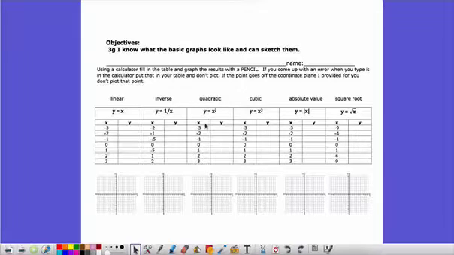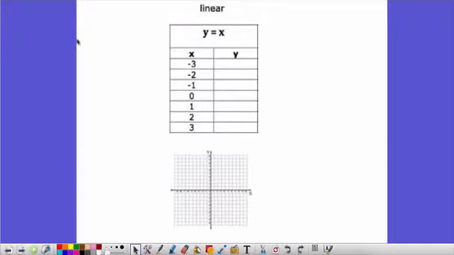So we're going to go through your notes now once they're filled out and make sure that you've done these all correctly so you know what these look like. And I'm going to zoom in on each one.